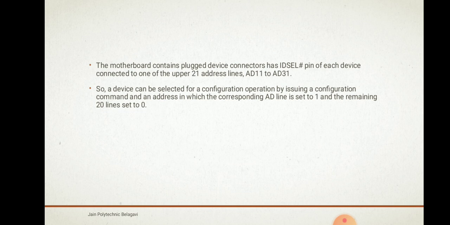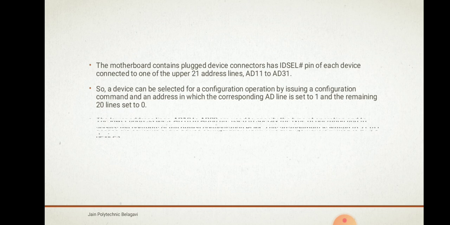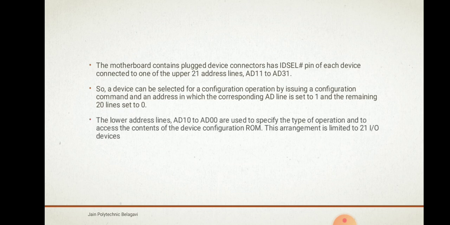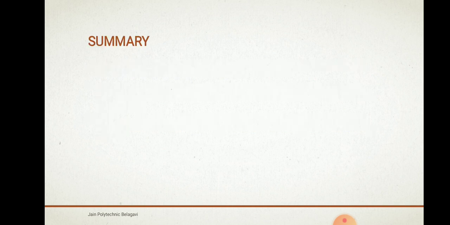Now an address in which the corresponding AD line is set to 1 and the remaining 20 lines are set to 0. Lower addresses, that is AD10 to AD02, are used to specify the type of operation and to access the contents of the device configuration. This arrangement is limited to 21 input-output devices.